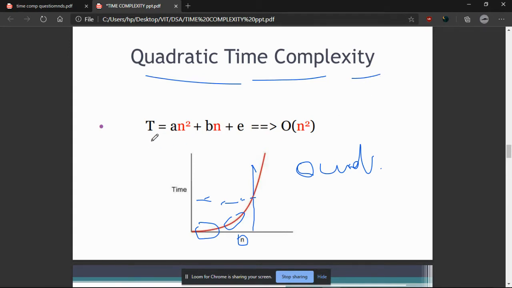So its expression is t equals an square plus bn plus c. Now with the big O notation method, we have three terms here, but we choose only the fastest growing one, which is the n square. We cancel out the others. We have an square. Now we take out the coefficient a. We have big O of n square.